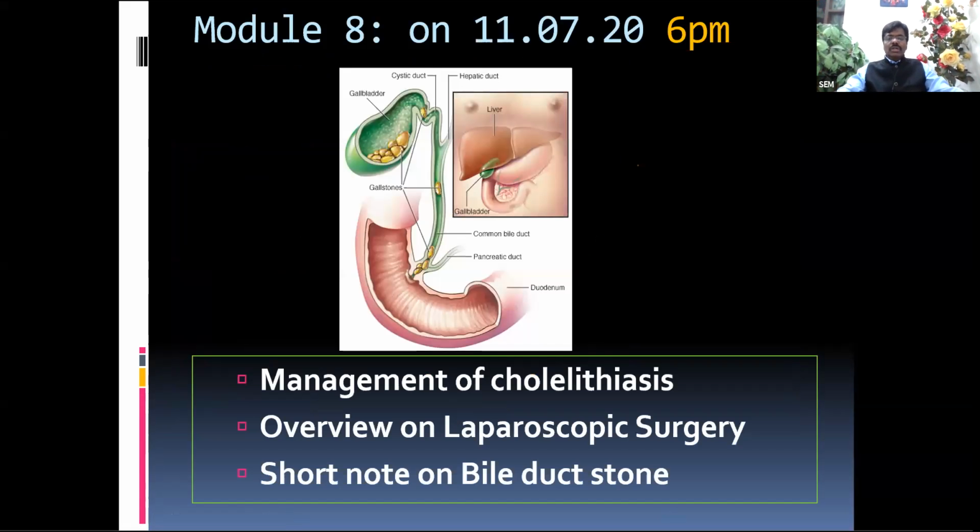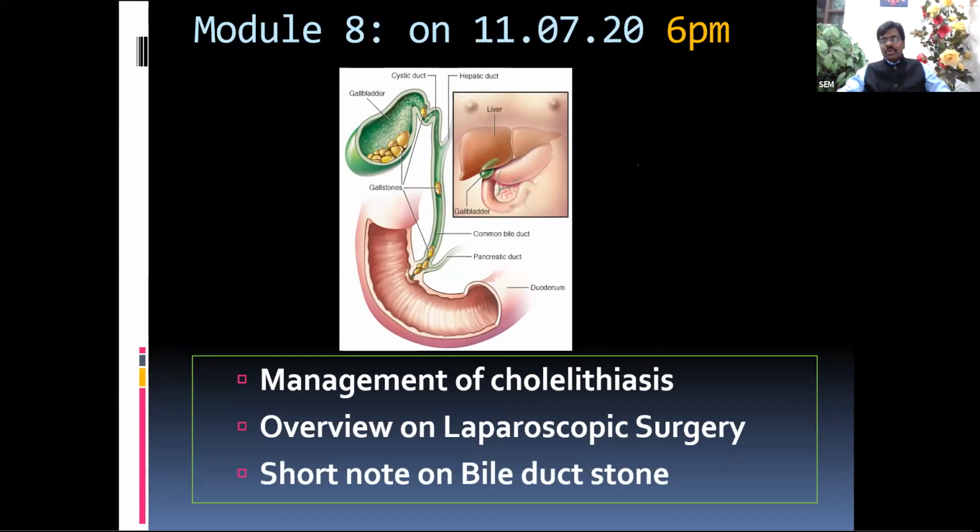So let us go on to our first important topic of today, that is how you manage a case of gallstone, cholelithiasis. Then how we operate on a patient with a gallstone. Of course, it is laparoscopic surgery. So here itself, today, we will spend about 20 minutes or so to understand the steps of laparoscopic cholecystectomy and also the benefits and the risks of laparoscopic surgery.